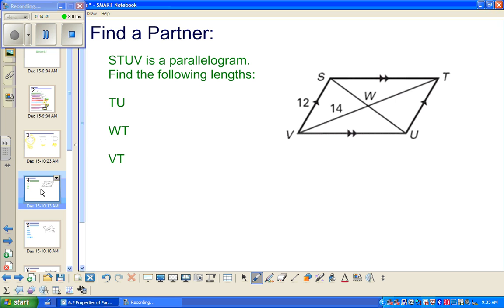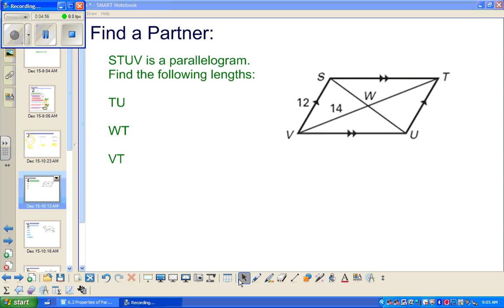So what I want you to do right now is find a partner, probably the person right next to you, and answer the questions on this slide. STUV is a parallelogram. That's what's given. Find the lengths of TU, WT, and VT. Pause the slide now and take the time to do that.